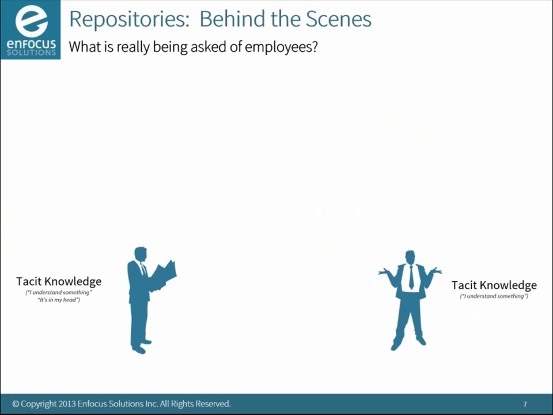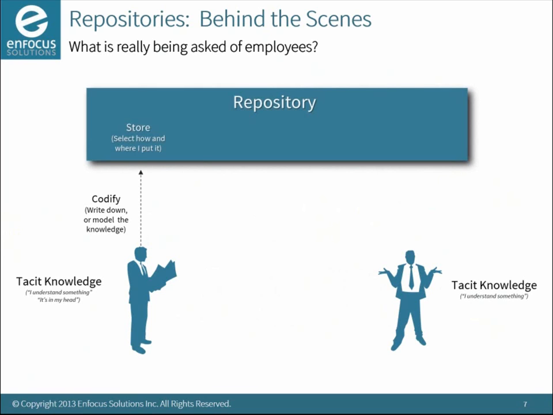What we're trying to do is substitute the repository for the person on the right simply going across and asking the person on the left, hey, what's the answer to this question? Because what you're really doing is asking that person on the left, the person with that knowledge, who understands something, to take that tacit knowledge and codify it. In other words, they've got to write it down somewhere, or model it. They have to take that knowledge and package it in a way that should be understandable for other people, right? It's not just a Word document or something like that. And then they've got to store it somewhere.